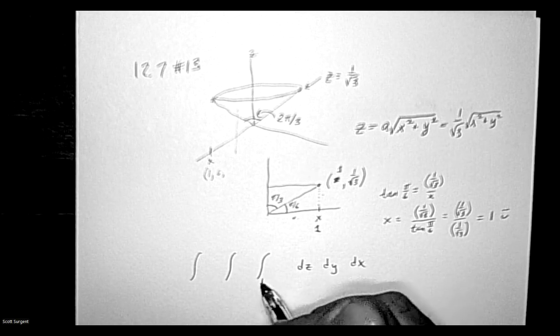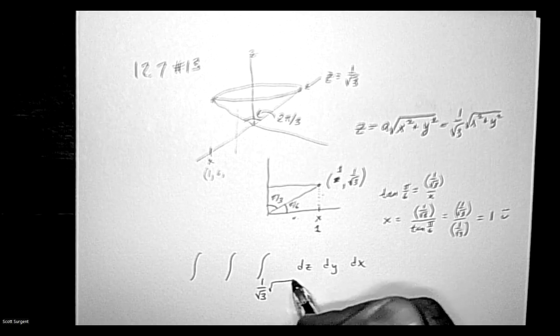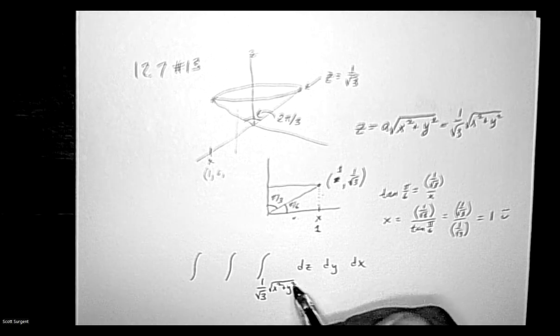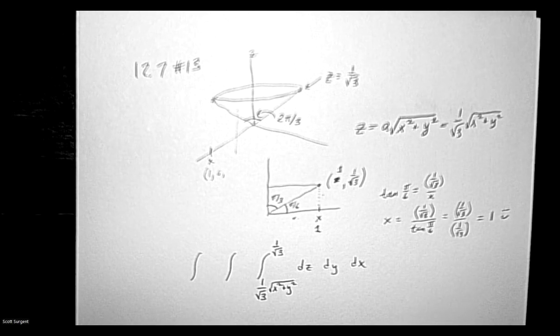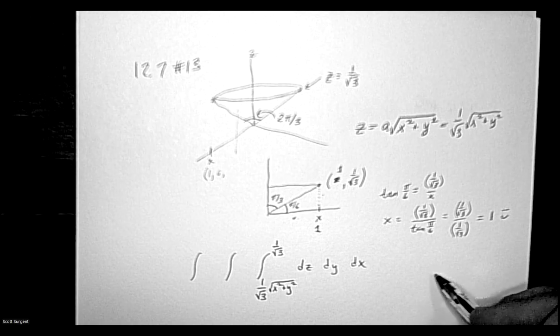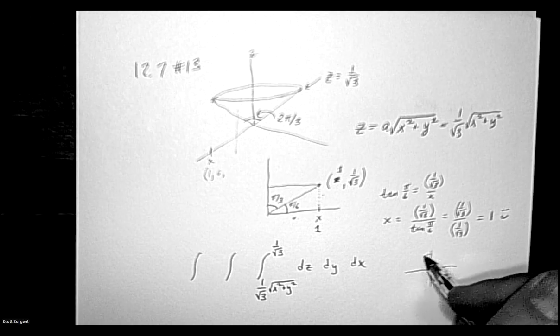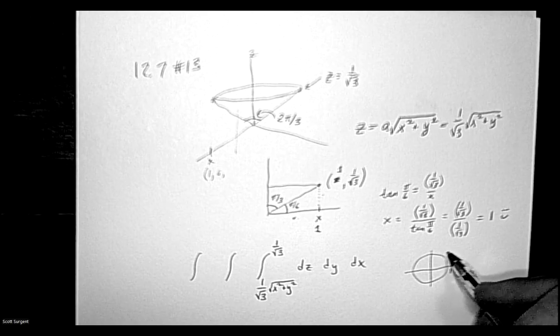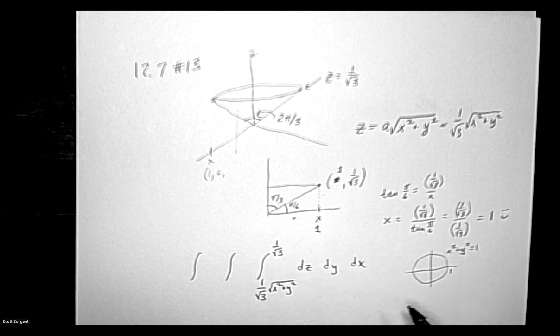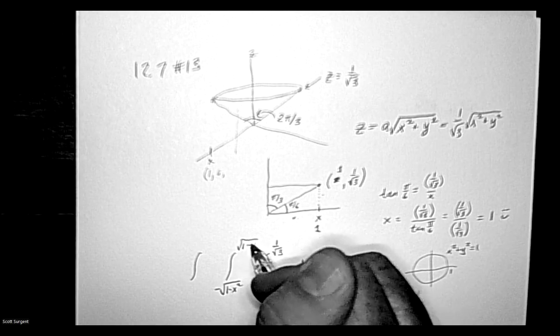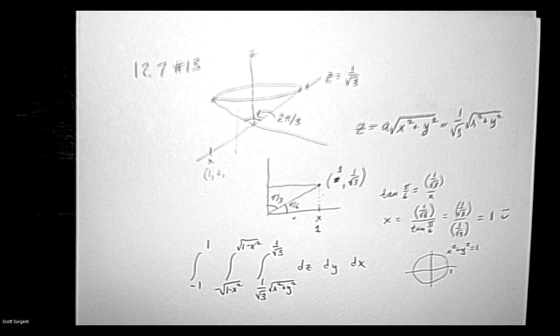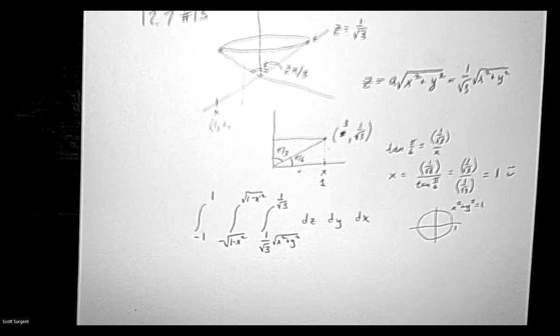So we actually enter through this cone and we exit out the top, which is the one over rad three. The dy and the dx is just a circle of radius one. That would just be x squared plus y squared is one. So I would do negative the square root of one minus x squared, and then positive the square root of one minus x squared, and then negative one to one for my x bounds. That would be the Cartesian.